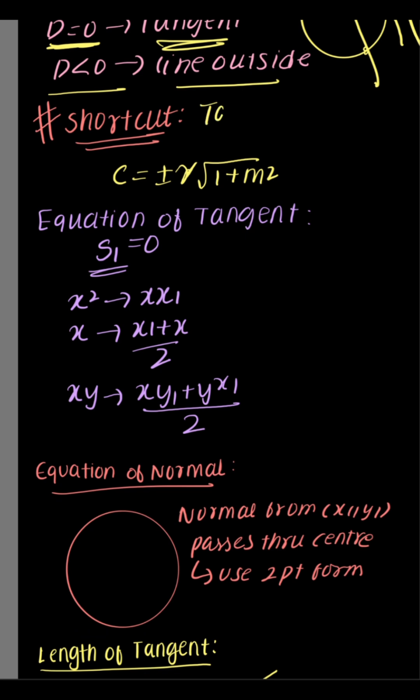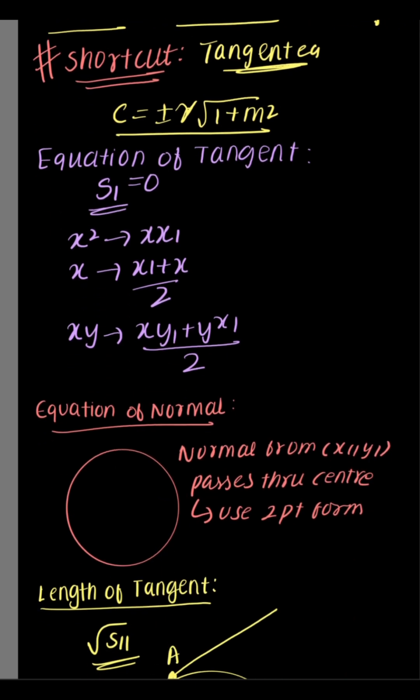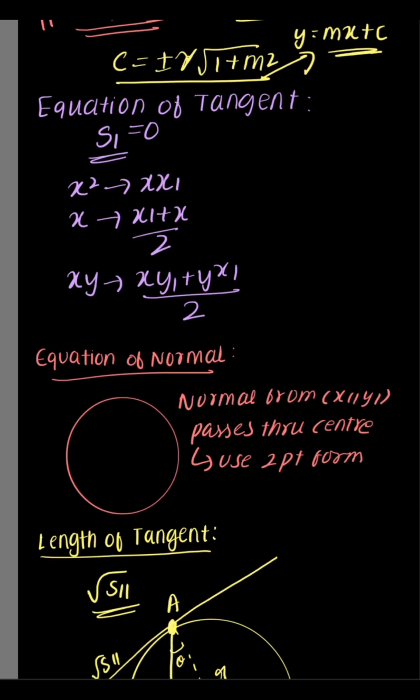Now if you want to write the tangent equation, then c is equal to plus or minus r root (1 + m²), where m is the slope of the tangent, r is the radius of the circle, and the equation we're referring to is y = mx + c. Now, not just for a circle but for any curve, you can write the tangent equation as S1 = 0. Now, how to write S1?